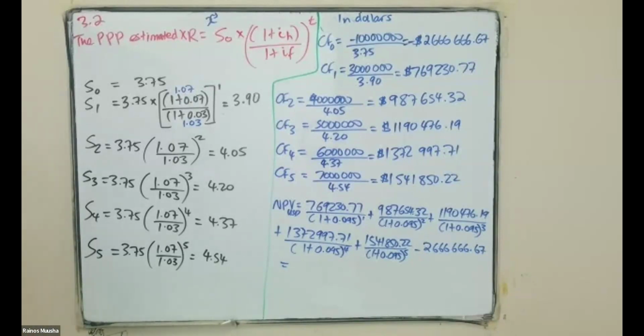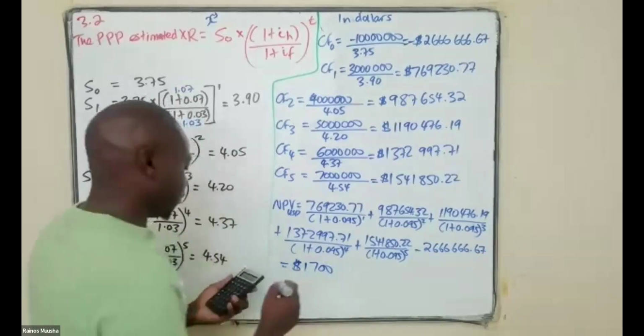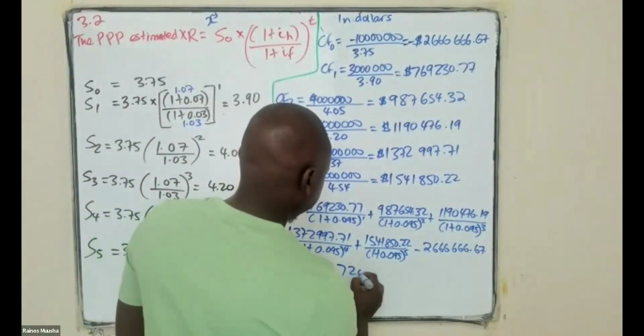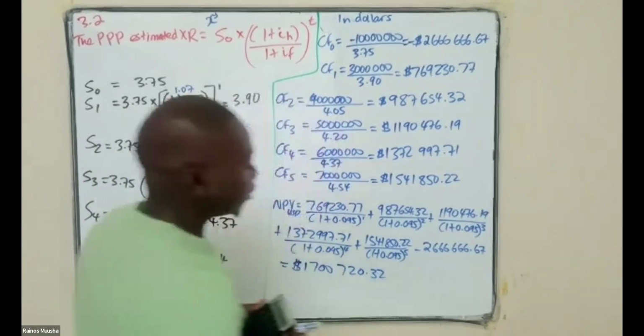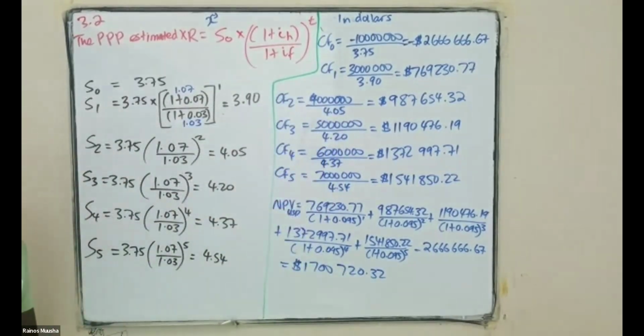How much do you get as the net present value? $1,700,719.91. Okay, I got 720.32, but it's close to it. It's very close. It's a small issue of rounding off. Are we on the same page? Anyone lost?